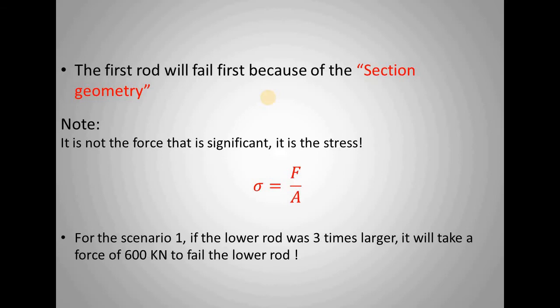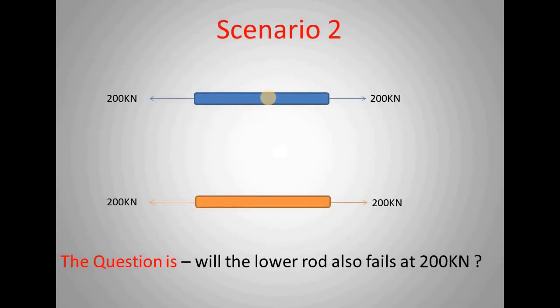So let's take a look at the next one. Now we have scenario 2. For scenario 2, we also have two rods, two members. These two members are made of different material. We have the same force applied on both members.